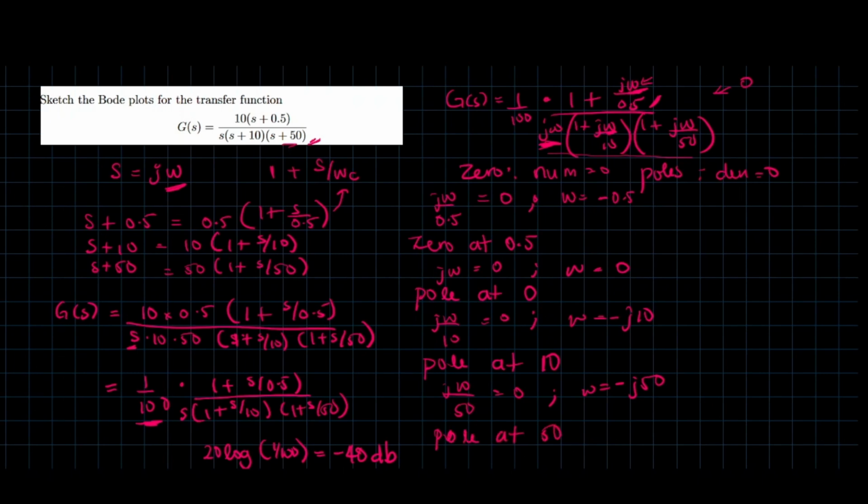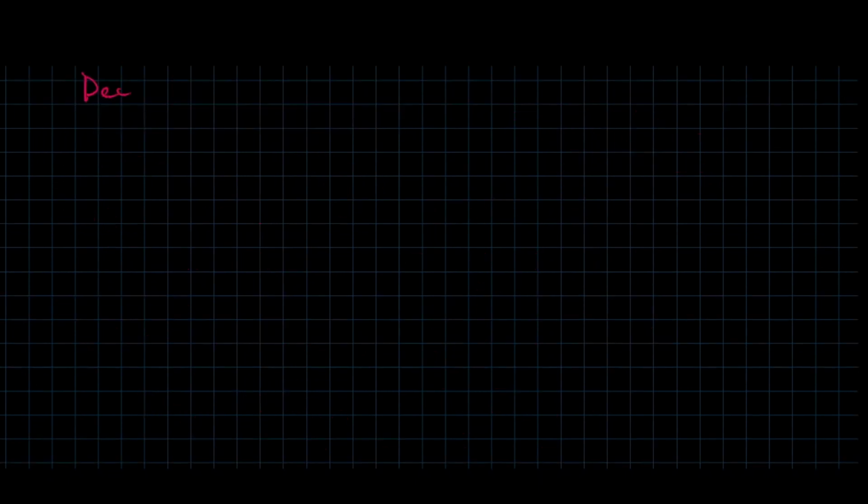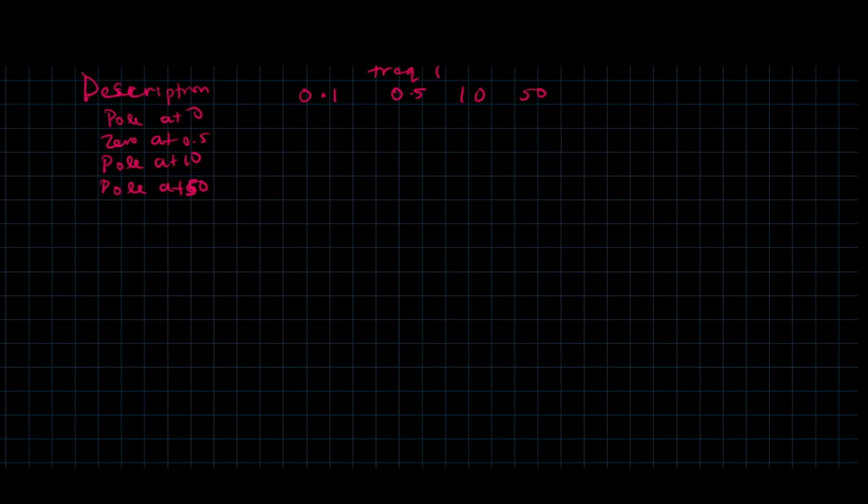So now we've gotten our descriptions and also our break frequencies already. You could tell this was the break frequency from this point. Now we have our 4 descriptions that we've gotten from the last step, and we also have our frequencies that we got, which were 0, 0.5, 10, and 50. These are all frequencies. These are our break frequencies, remember.